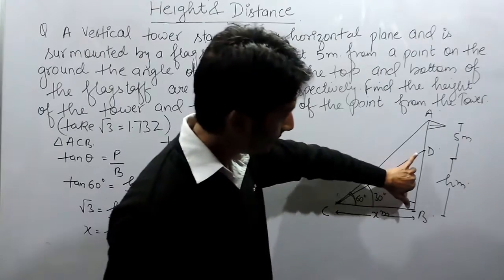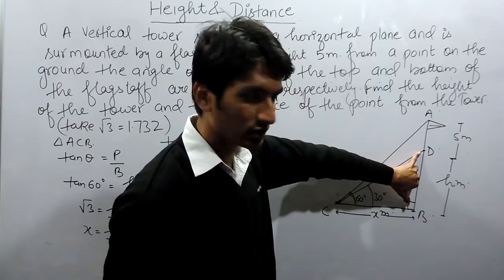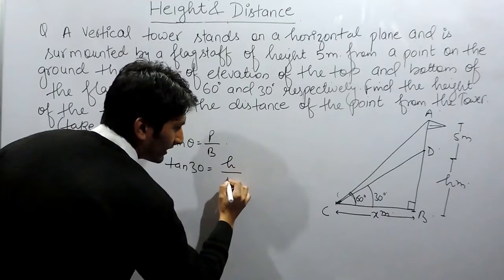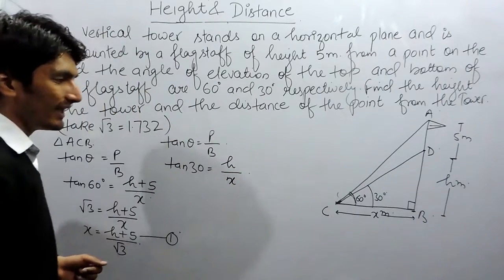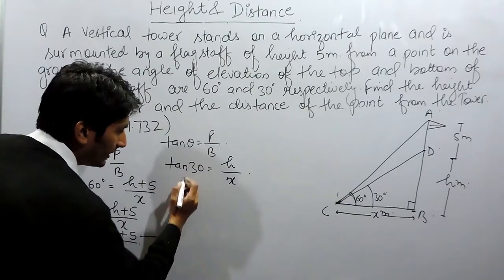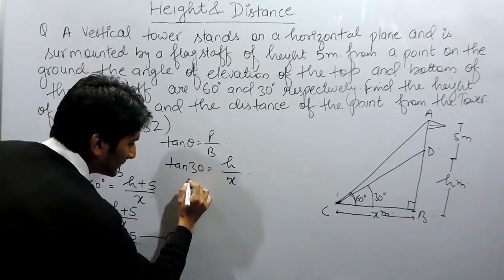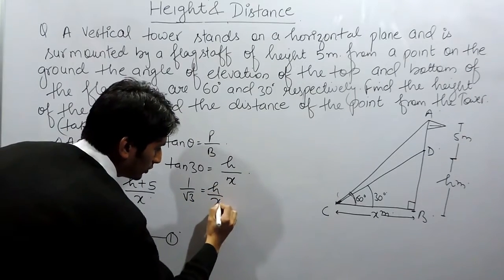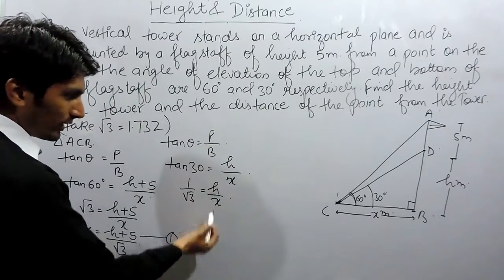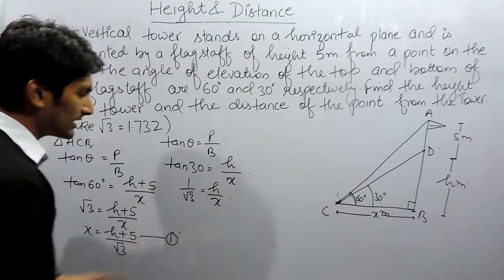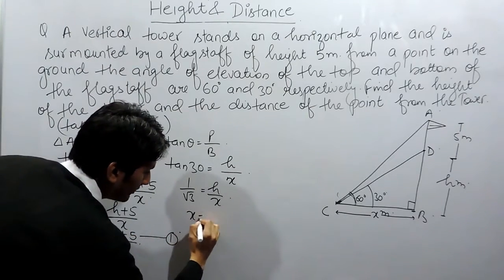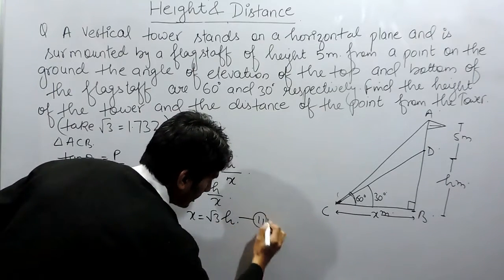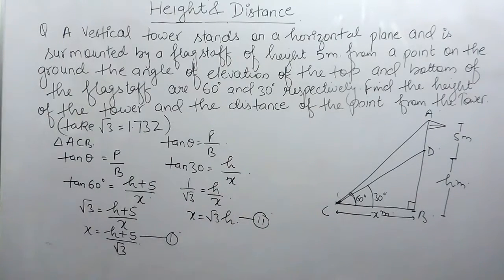Now in this triangle the perpendicular is equal to h meters, and the base will remain the same, which is x meters. So again, if I substitute the value of tan 30, which is 1 upon root 3, it is equal to h upon x. Now if I cross multiply this, the value of x will be equal to root 3 h. This is our second equation.